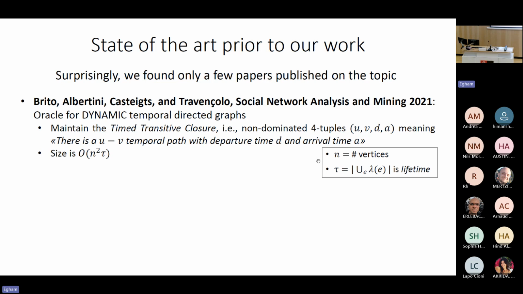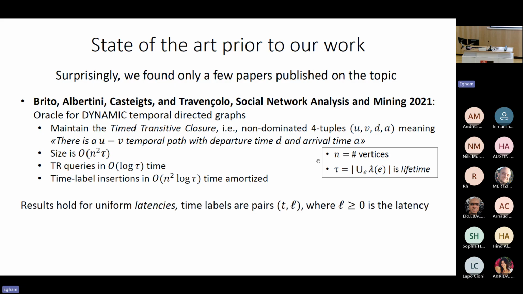So the size of the data structure is n squared times tau, where n is the number of vertices of the graph and tau is the lifetime, which is equal to the number of distinct time labels that we can observe in the network. They can answer temporal reachability queries in time that is logarithmic in the lifetime. They can support time label insertion solely in an amortized time that is upper bounded by n squared log tau. And the idea is very simple. Somehow, when we add an edge, when we add a time label, we can trigger many events. So we have to update the transitive closure by adding many non-dominated tuples to the solution.